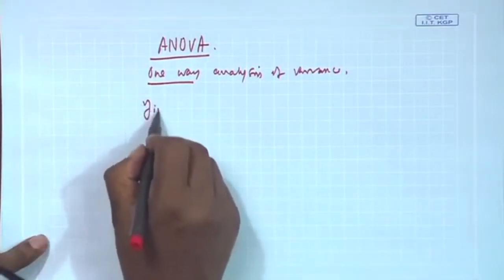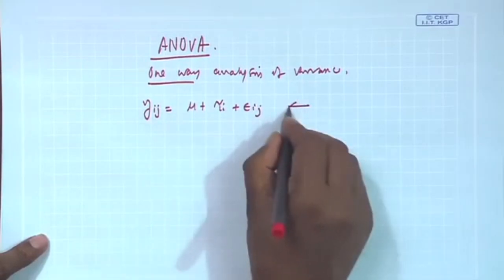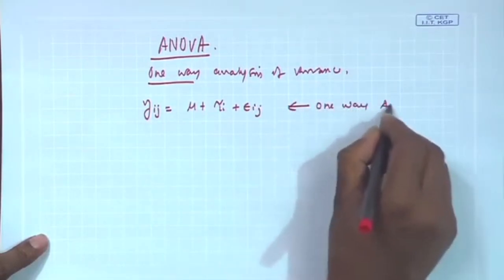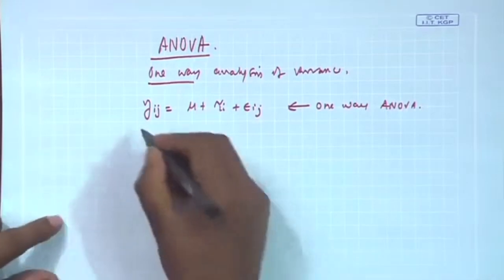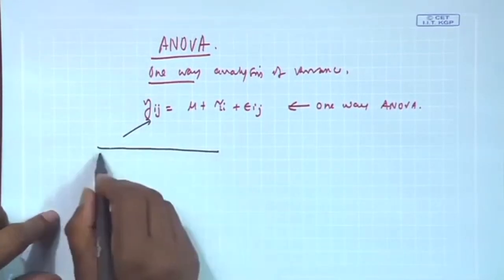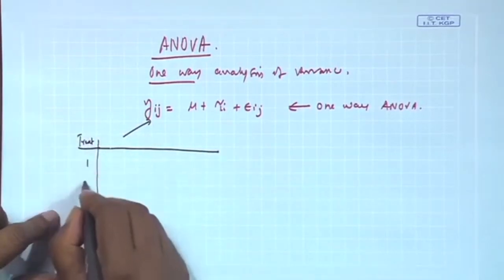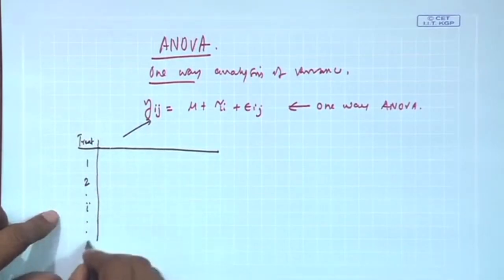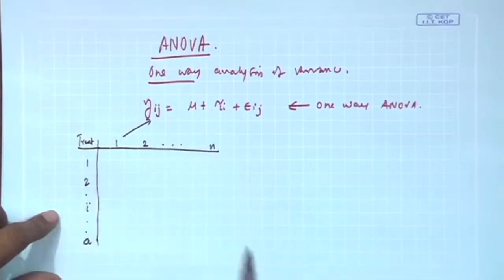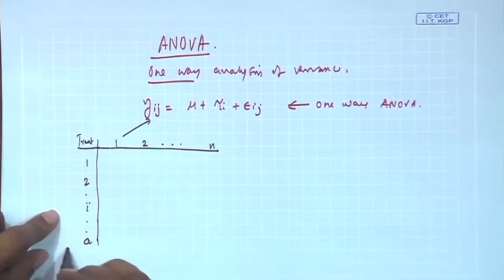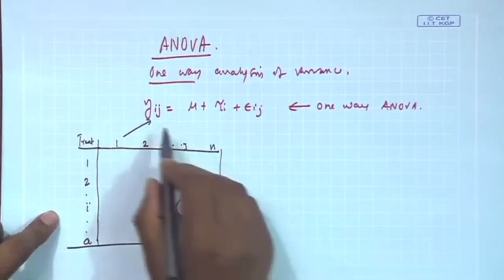And the model we have given, the general model, is y_ij equals mu plus tau_i plus epsilon_ij, for one way ANOVA. Here is the general observation, and our data was something like this: the factor or treatment labels 1, 2, i, a on one side, and on the other side the observations or replications 1 to n when we have gone for a balanced design. Somewhere here, if it is j, is y_ij, and this is the general model.